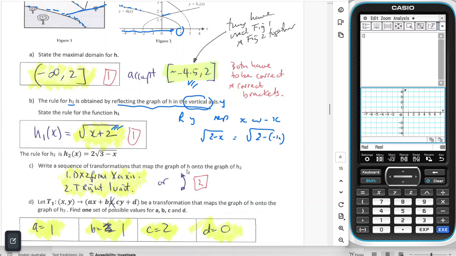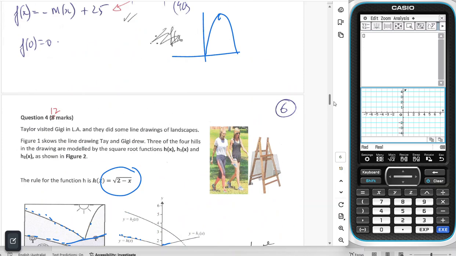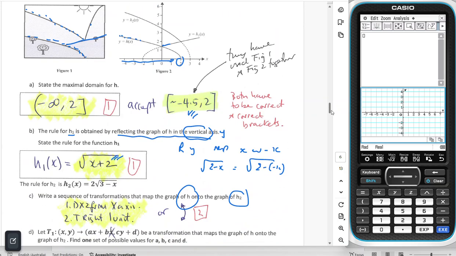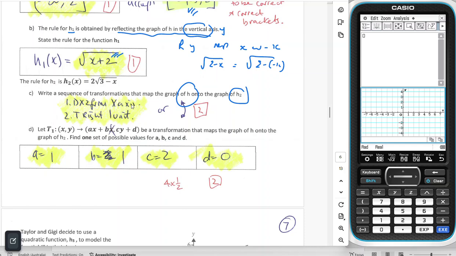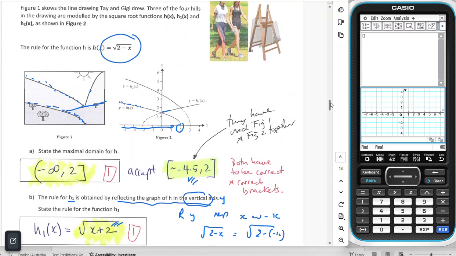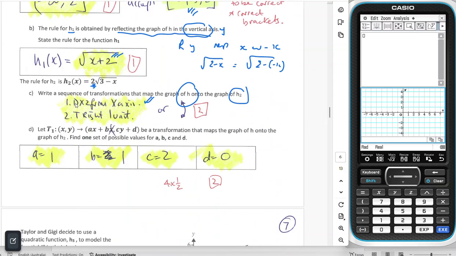If we want to go from H onto H2, then it's a dilation by a factor of 2 from the x-axis, because this is my multiply by 2, and I'm going to translate 1 unit to the right, because I was at 2 minus x, and I started here. I now go 1 to the right. I'm going to go 3 minus x.